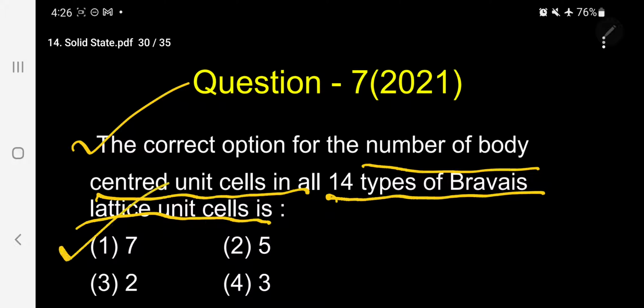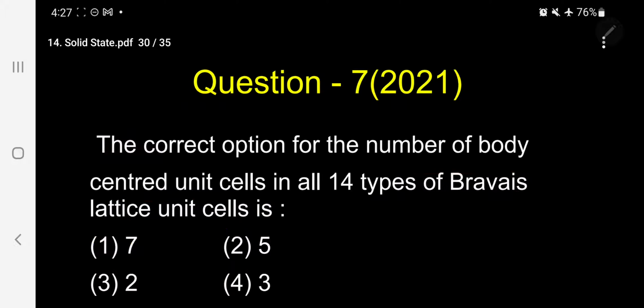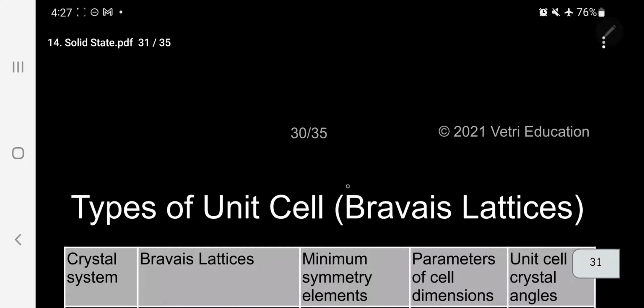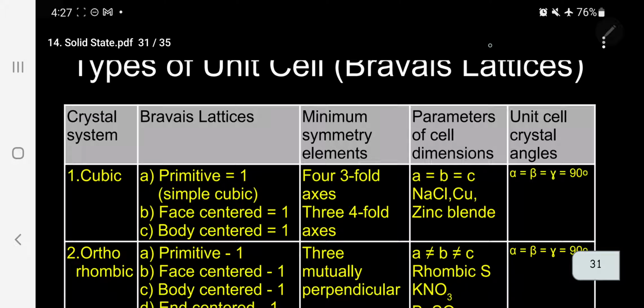Option A is 7, option B is 2, option C is 5, option D is 3, and there is also 4 and 3. How can you answer this? Again from the memory, only from the memory. This is another very interesting question. Let me give the table, you just go through, you have an idea. Kindly follow. There are 7 crystal systems and 14 Bravais lattices. This I have already discussed.